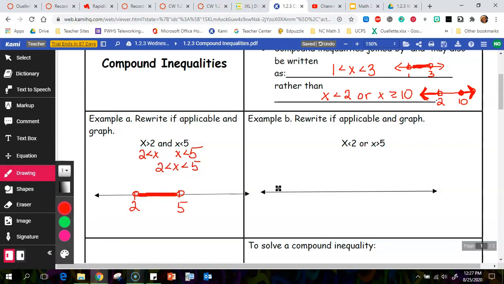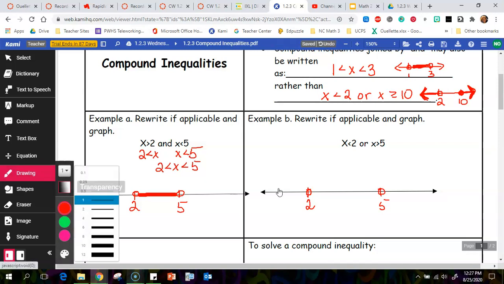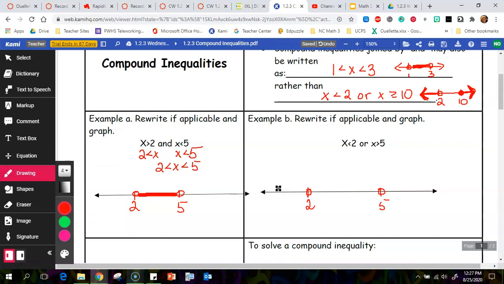Okay, and then this one right here says x is less than 2 or x is greater than 5. So switching these around doesn't help me any like it did over here. So x is either less than 2 or it's greater than 5. So less than 2 is this way. Greater than 5 is this way. So that's how they look different. Let me do my arrows. So less than 2 goes this way, and greater than 5 goes this way. So that's the difference between those two types of compound inequalities.